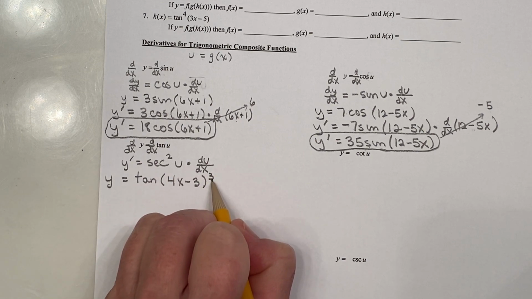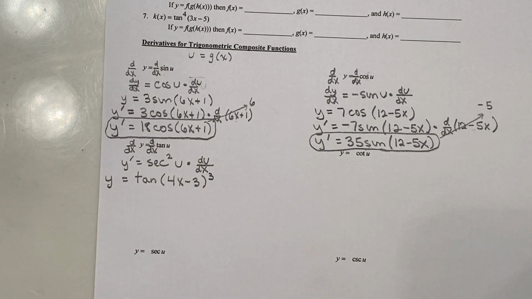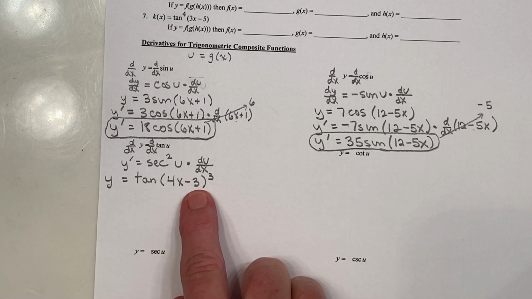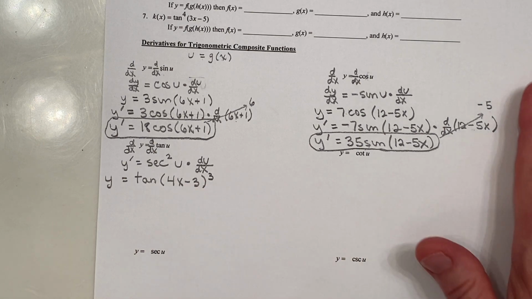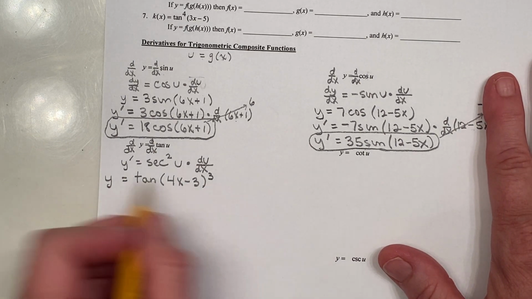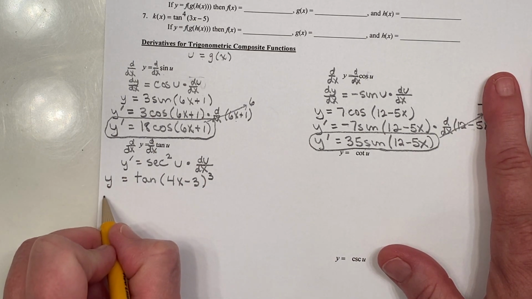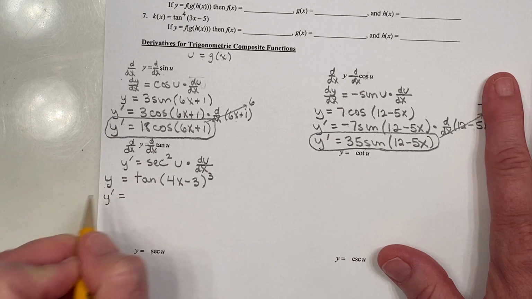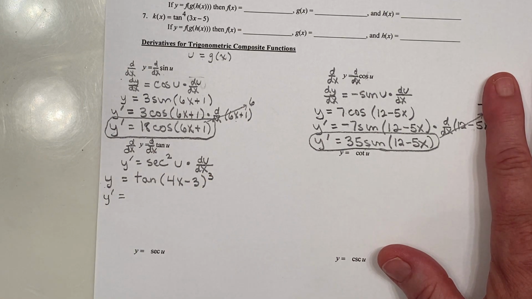Notice the placement of the cube is not on the tangent function. It's actually on what we call the argument. All right, so I'll bring in the derivative operator, which means I'm ready to go to y prime. So y prime equals. Now the hardest part over here is figuring out what is the outermost function.